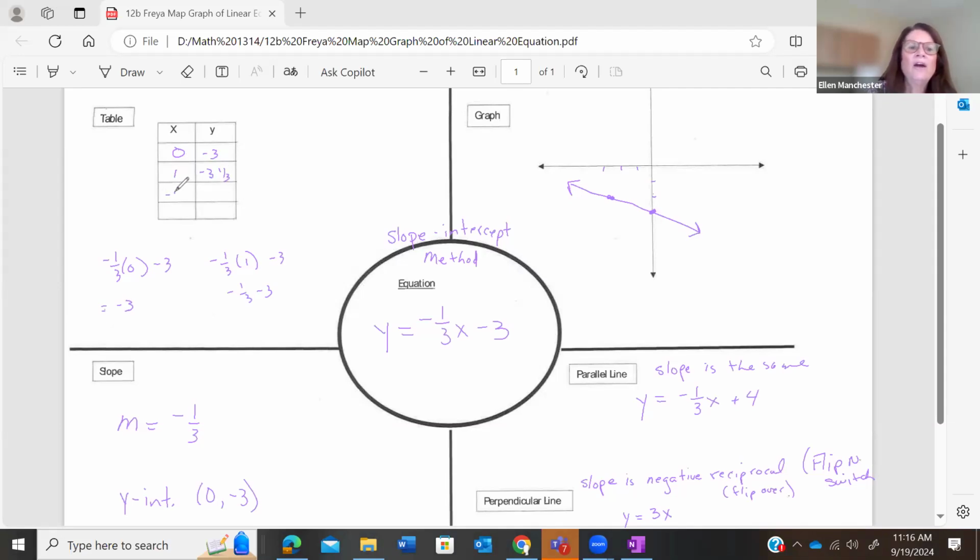And then I always use 0, 1, and -1. You can use any values you want for x. It does not matter. So if I plug in -1, I get -1/3 times -1 minus 3. So this becomes a -2 2/3. And on your graph, all of those should work. 0, -3, there's that. 1, -3 1/3, and then -1, -2 2/3. So I'm good. It all falls right on the graph.